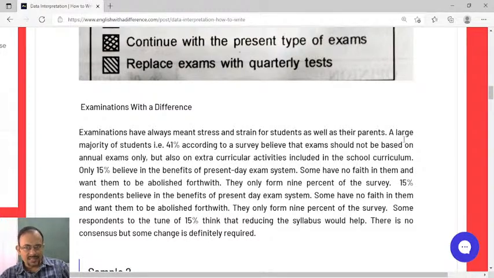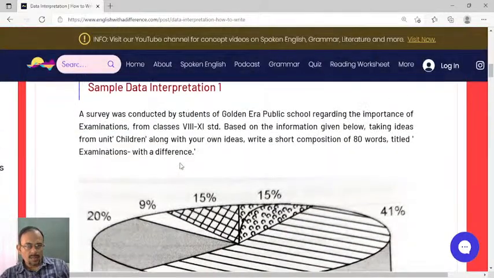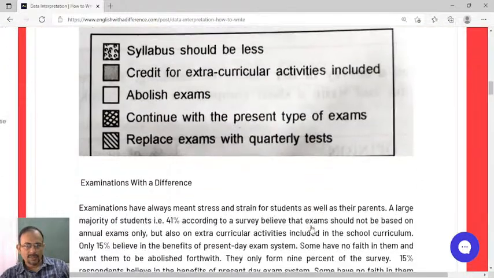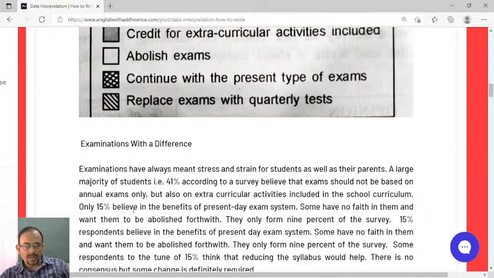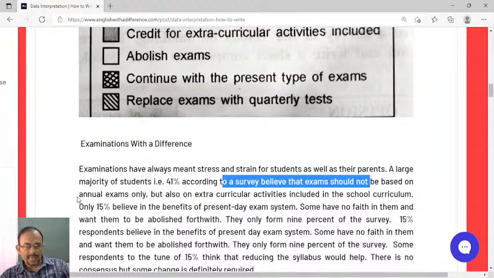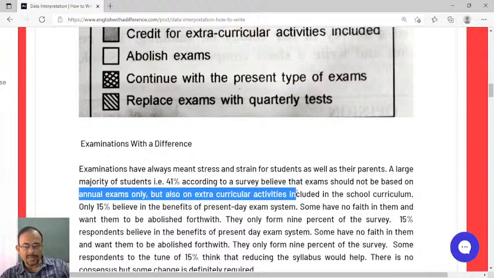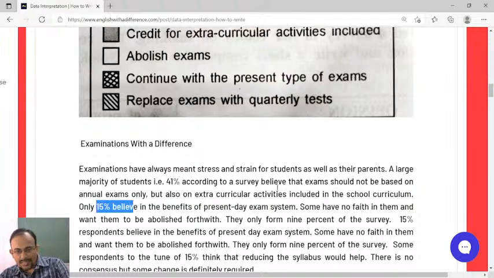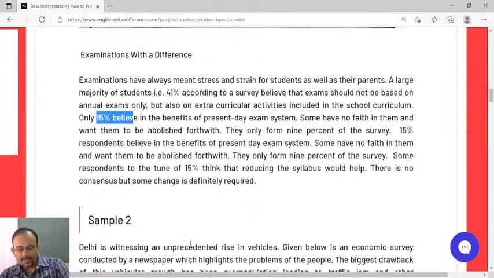Like this analysis: a large majority of students, that is 41% according to a survey, believe that exams should not be based on annual exams only, but also on extracurricular activities included in school curriculum. So here you started from the large percentage of students. Likewise, only 15%. So this will come in second paragraph, and the third paragraph will make the conclusion actually.